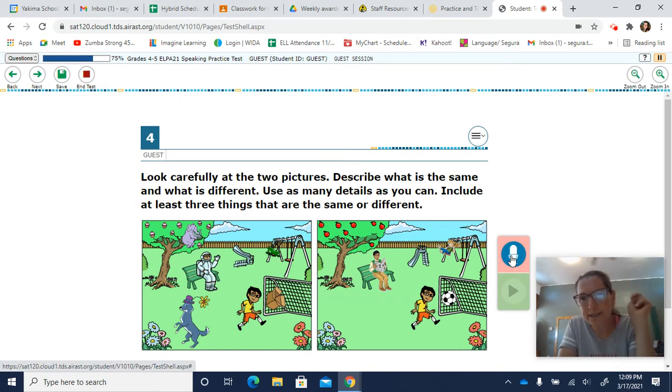Okay, so I'm going to start with the same. 3 things that are the same. There is a tree in both pictures. There is a bench in both pictures, and there is a swing set in both pictures.